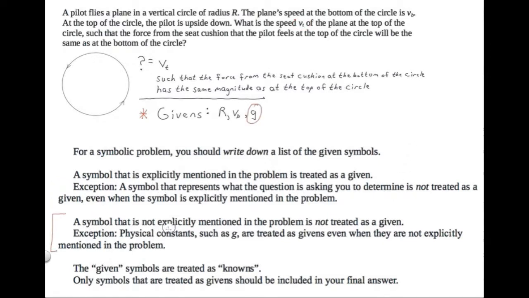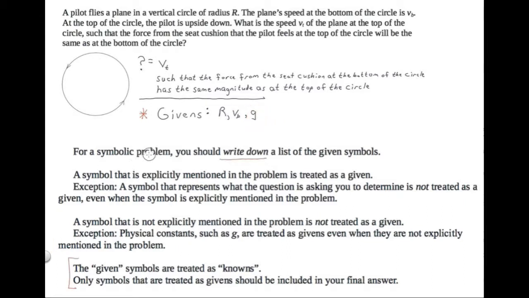Usually, a symbol that is not explicitly mentioned in the problem is not treated as a given, but here's an exception. The symbol little g is treated as a given, even though it was not explicitly mentioned in the problem, because little g represents a known physical constant, 9.8 meters per second squared. So we do include the symbol little g on our list of givens.